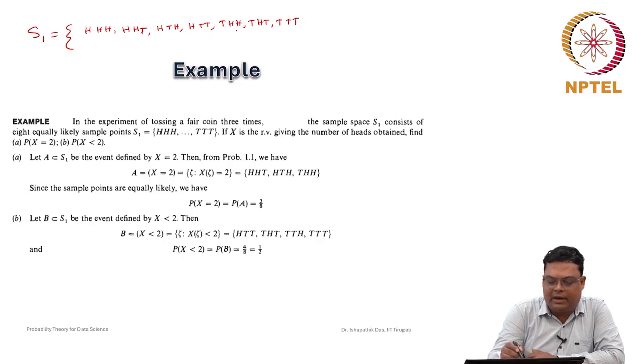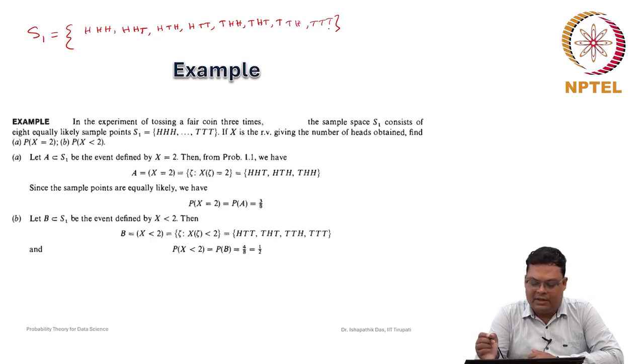So, tail, head, head, then tail, head, tail, then tail, tail, head also there. There will be some other observation, tail, head, tail is already written. Tail, head, tail, tail, tail, head is there, and then tail, tail, tail. So, there will be 8 outcomes, 1, 2, 3, 4, 5, 6, 7, 8. So, there will be 8 sample points for this random experiment.